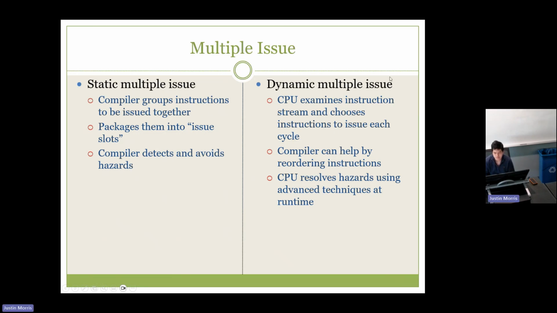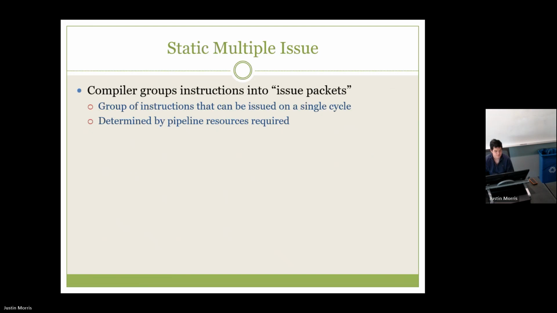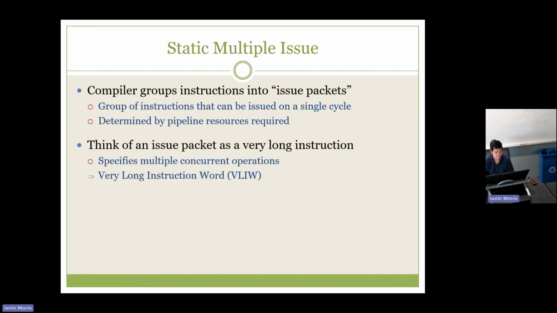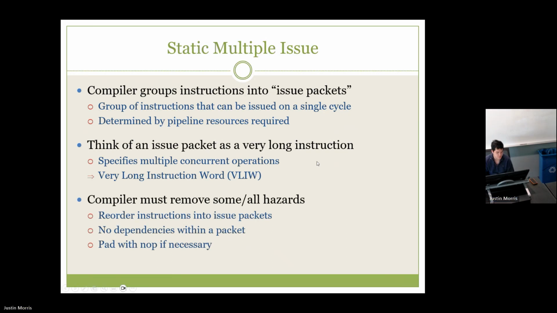What is typically done is dynamic multiple issue. So the CPU is going to examine the instruction stream and choose which instructions to issue each cycle. And then the compiler can help the CPU a little bit by still reordering instructions, but the CPU is going to resolve any hazards and anything that needs to be handled, like forwarding during runtime. So here is an example of static multiple issue. Oftentimes, we also call this very long instruction word.